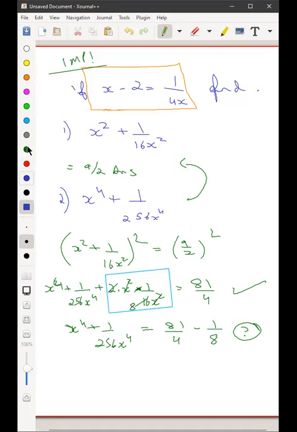Okay, continue, Ishan. So 81 upon 4 minus 1 upon 8 is 162 upon 8 minus 1 upon 8. So 162 minus 1, which is 161 upon 8, right? That's the correct answer.